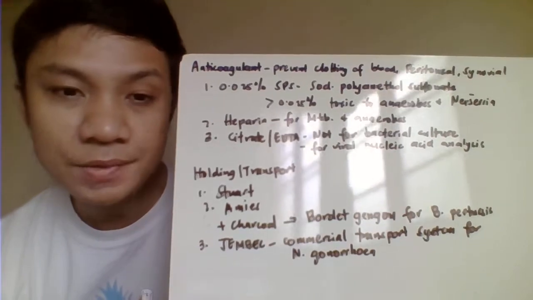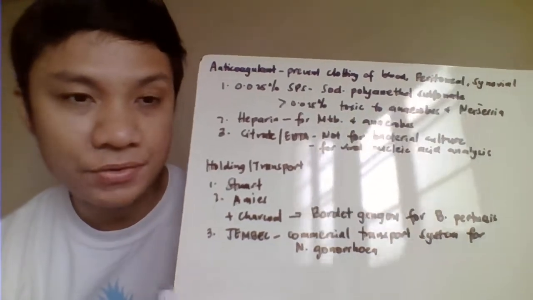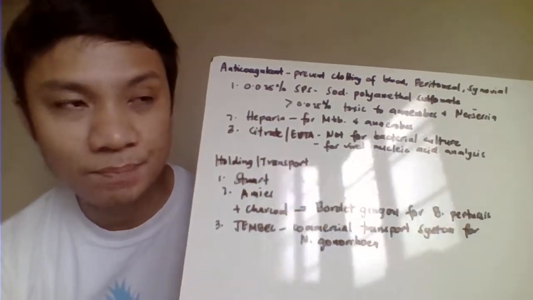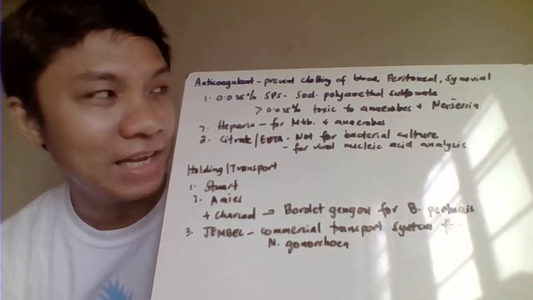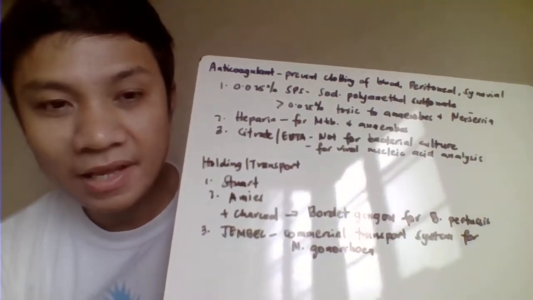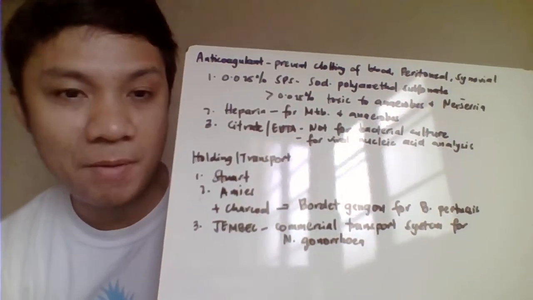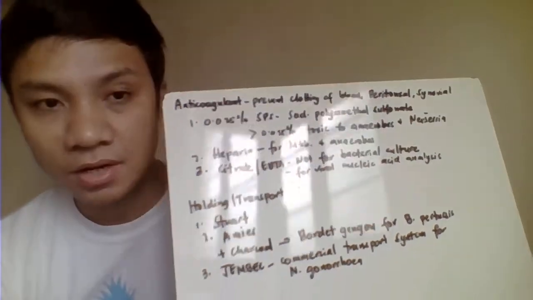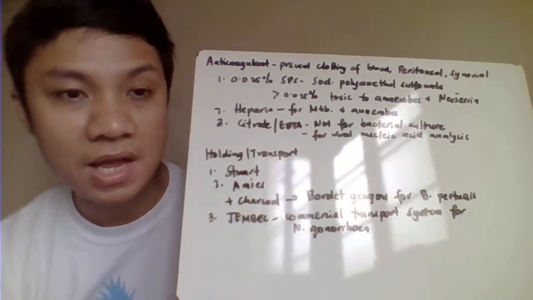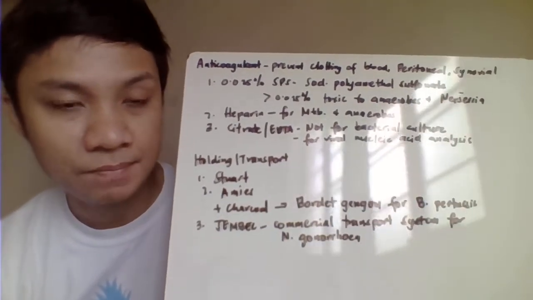So the anticoagulant used here, most likely for our blood culture, is in the form of SPS. Again, this is sodium polyanethol sulfonate, at a concentration of 0.025%. More than 0.025% is a concentration that is toxic to your Neisseria or even to your anaerobes.